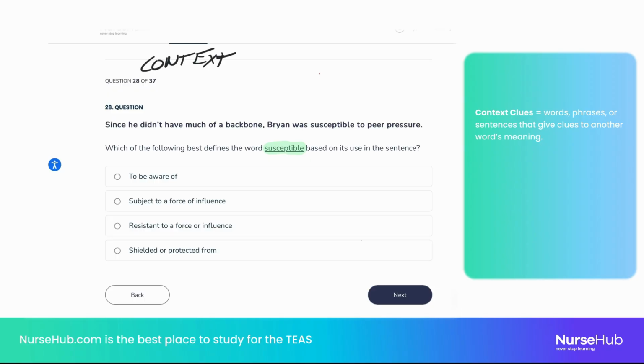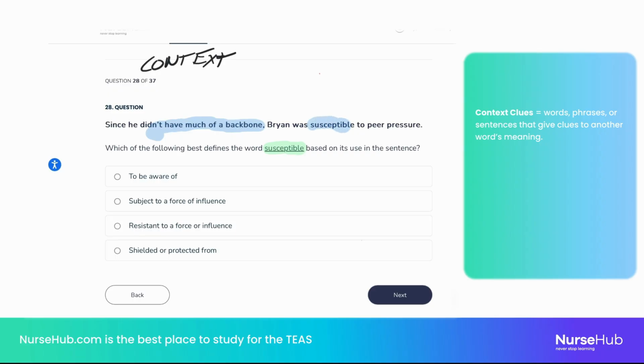Okay, so we have some really key looks at our context clues here. Since he didn't have much of a backbone. Now, what does that mean? That means that, okay, you're kind of going to go with the flow. If somebody says like, hey, we should do this thing, you're gonna be like, yes. My mom always said, if all your friends jumped off a bridge, would you do it? My question is like, how high was the bridge? I was very susceptible to peer pressure as a kid, right?